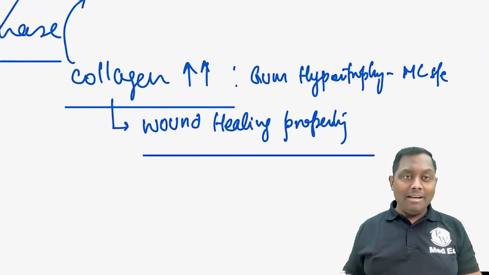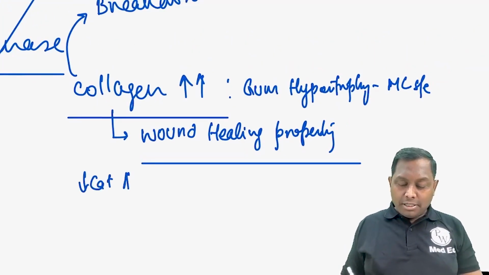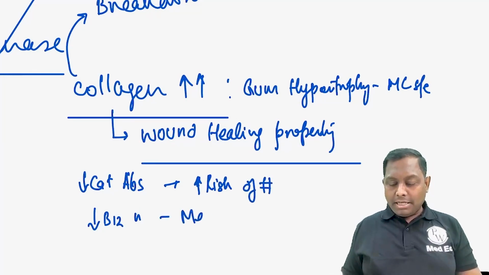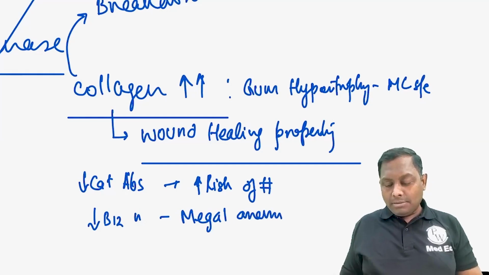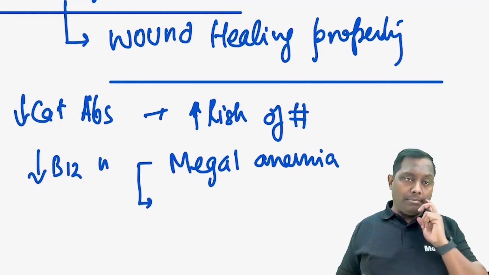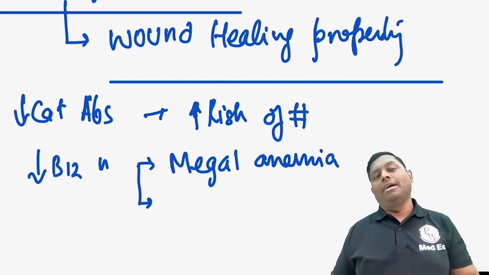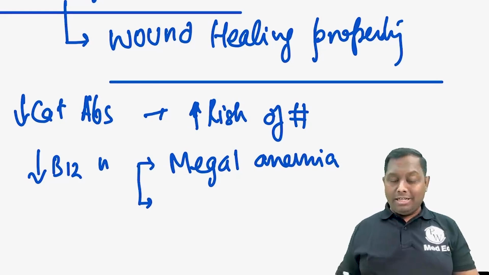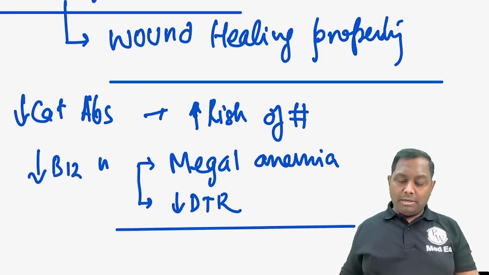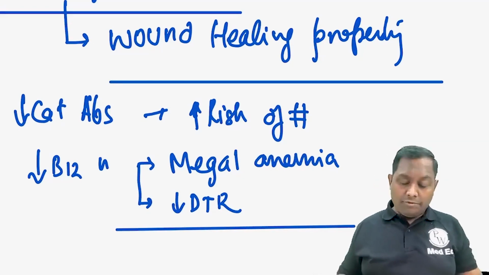Okay? They are also going to decrease the calcium absorption and vitamin B12 absorption. These will be interfered with, and because of that they can increase the risk of fracture. They can also lead to megaloblastic anemia. And one of the USMLE questions, around 2019-2020, asked which of the following anti-epileptic drugs is causing a decrease in the deep tendon reflexes. So again, because of the megaloblastic anemia, there will be a decrease in the deep tendon reflexes. Okay? So I hope that all of you have got this one.